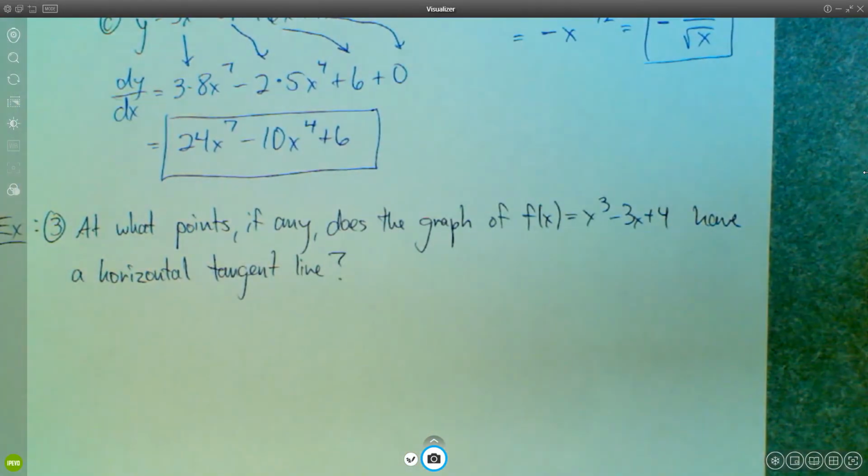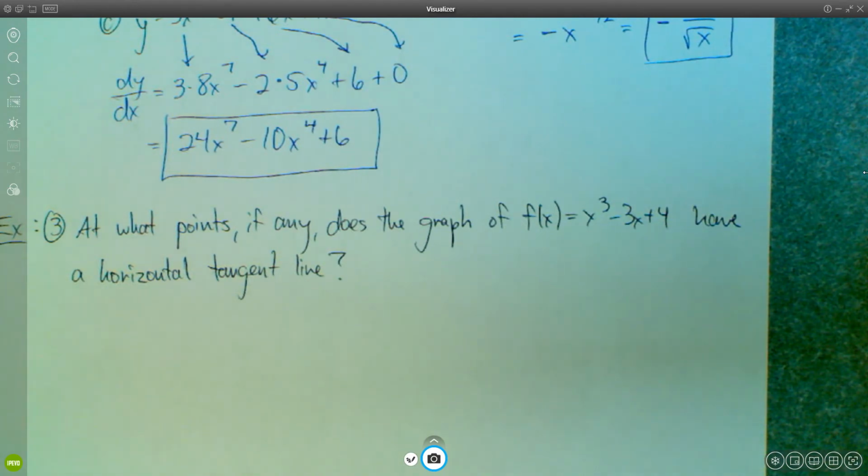Okay, well, if the graph has a horizontal tangent line, that means the slope of the tangent line is 0. That means the derivative would be 0. Let me walk you through that again. If it has a horizontal tangent line, the slope is 0 because it's horizontal, right? So you have no rise. It's 0 rise over a run, so you're going to get 0.